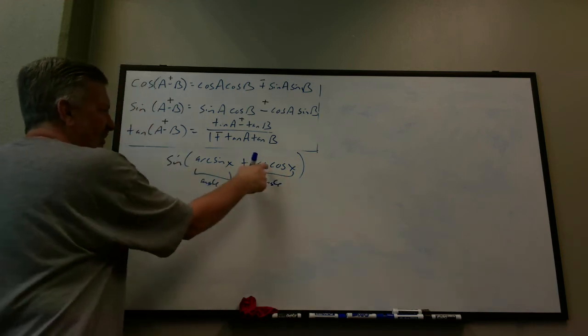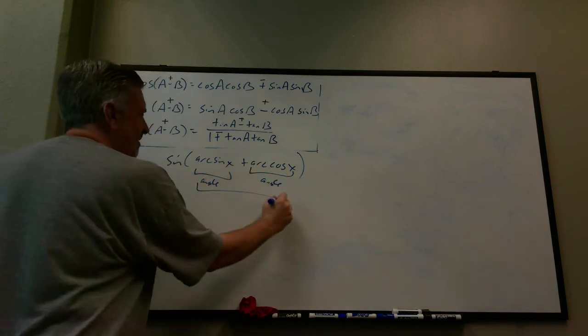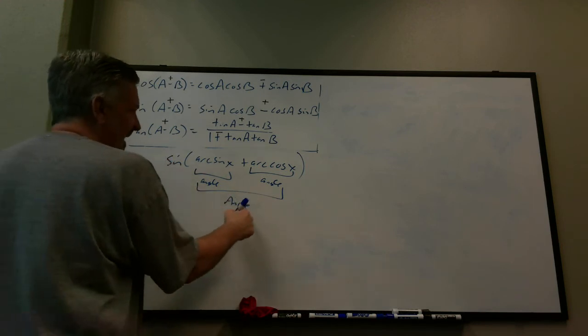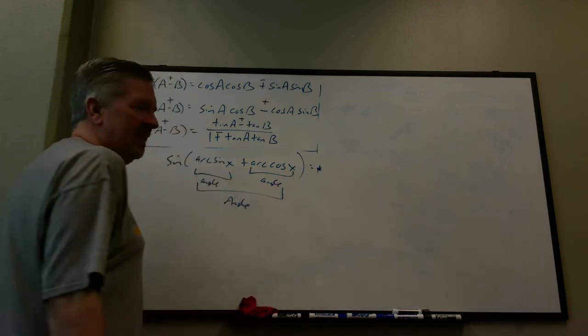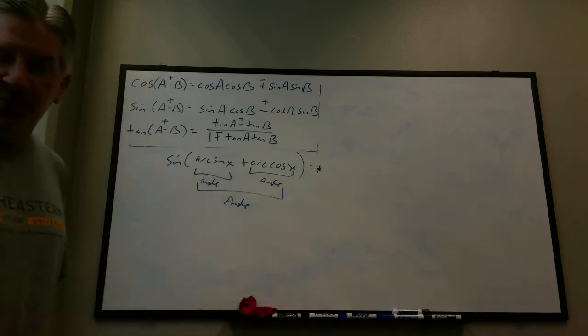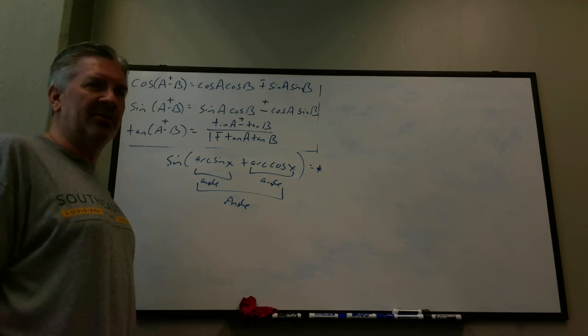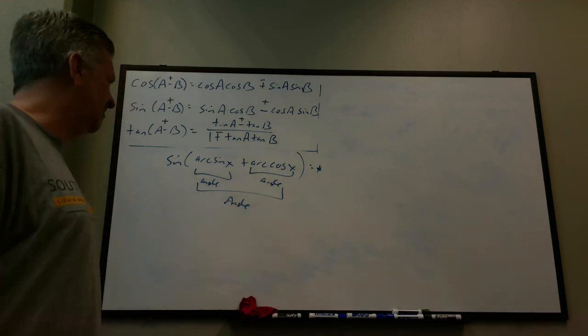So this is an angle and this is an angle. If you add 2 angles together, you get another angle. And when you take sine of an angle, you get a number. Okay, so the answer here is a number. That's why you can write it as an algebraic expression. It's just a number. So we're not going to have trig functions in the answer.